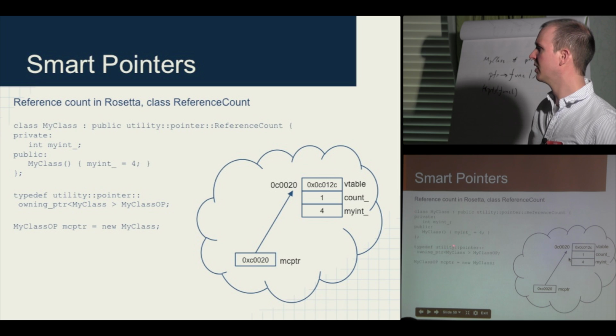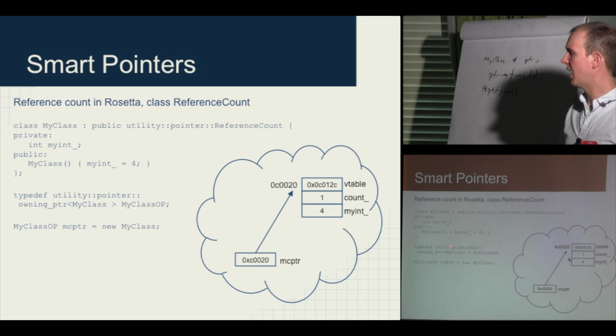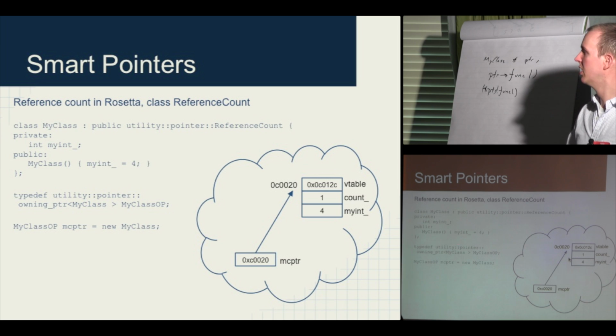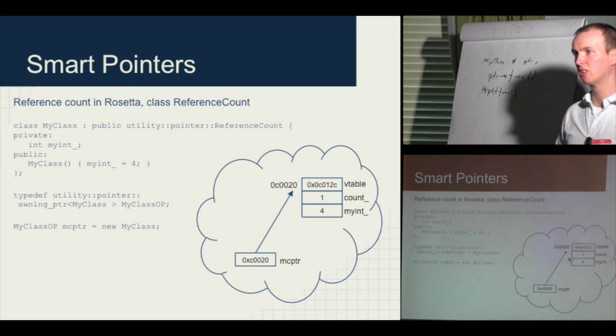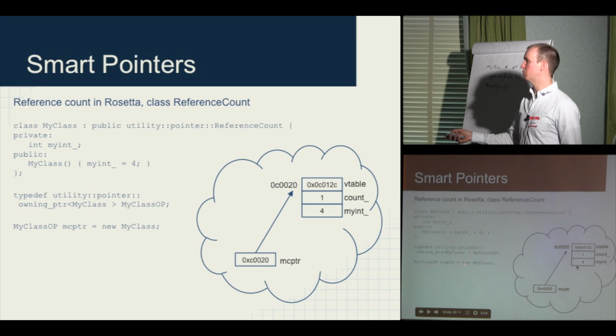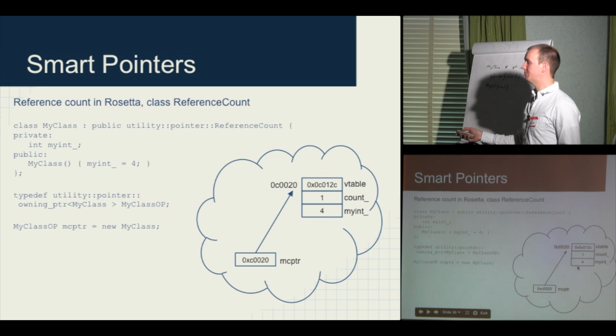Okay, so what we do is we have all these typedefs around. So there's a sister class, which is the utility pointer namespace, and then the class's owning pointer, and it's templated on the name of your class. And so you would say my class and then OP. That's an owning pointer to your class. And when you construct an instance of your class with new, then you put the address that's returned by the new command into an owning pointer object, so that it'll point there.